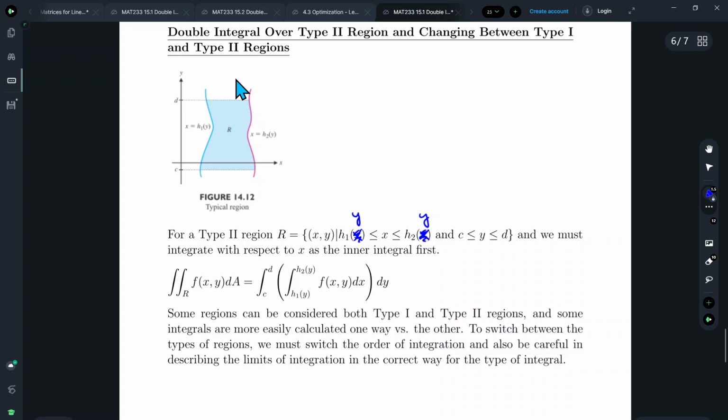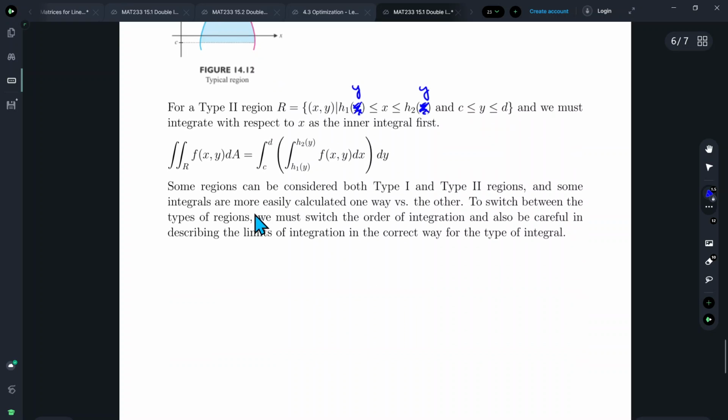Okay, so for a type 2 region, because y is the one varying between two constants, the inner integral has to be integrated with respect to x first, and then we integrate with respect to y. So the double integral has to be set up in this way.